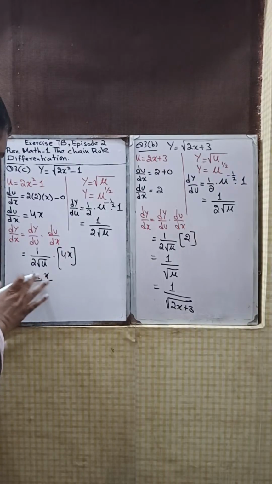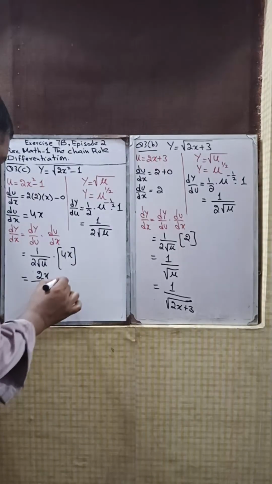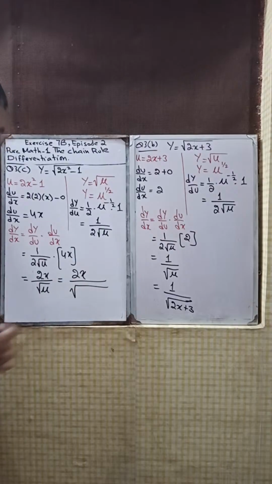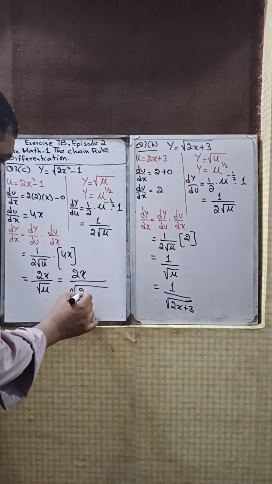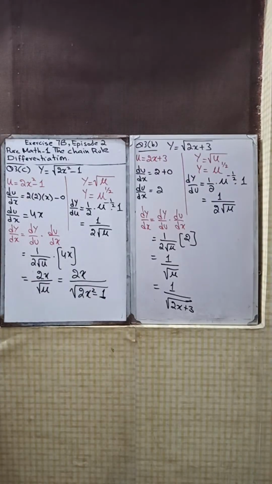This 4 and the 2 will be cancelled. So you will have 2 here under root u. Put the value of the u back here. So it will be under root 2x squared minus 1. So let me check if the answer is right. Question number 3, it's C part. 2x divided by under root 2x squared minus 1. So the answer is good.